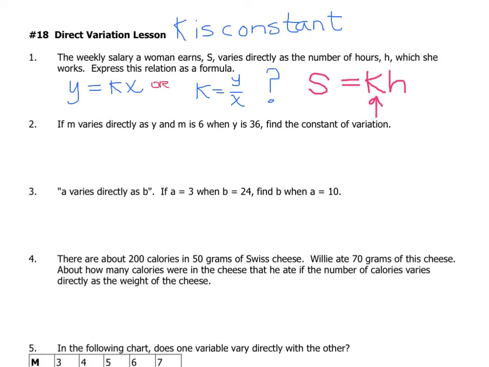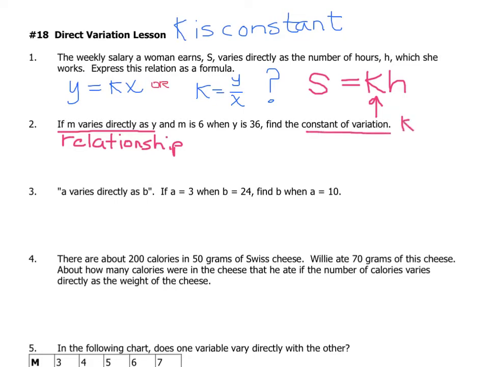Okay, the constant would be how much she got paid an hour. All right, let's look at number two. If M varies directly as Y, that's giving us the statement saying there's a relationship. So make sure you're writing this down: a relationship. And M is 6 when Y is 36. We're going to find the constant. So the constant is what we're finding.